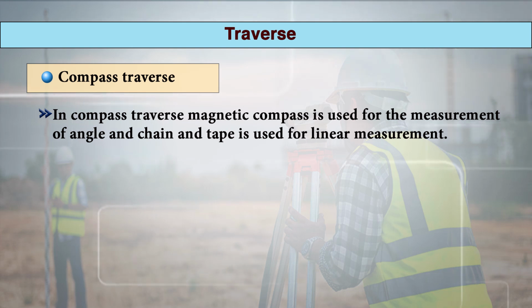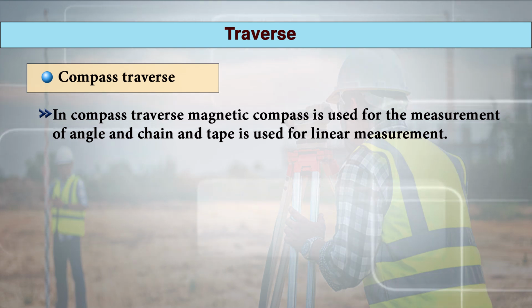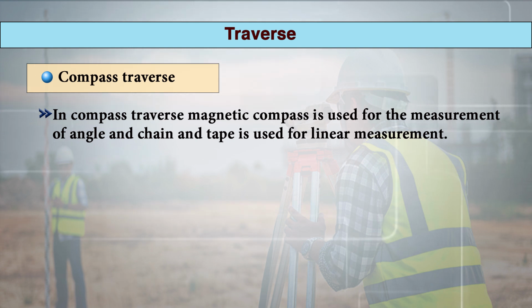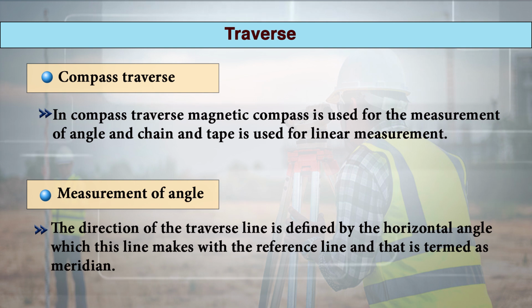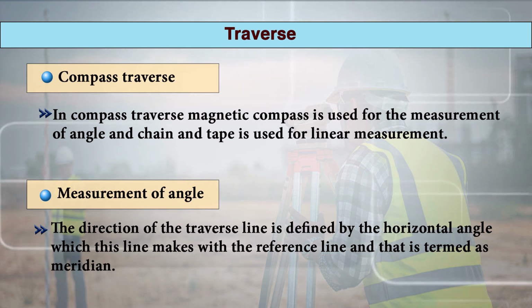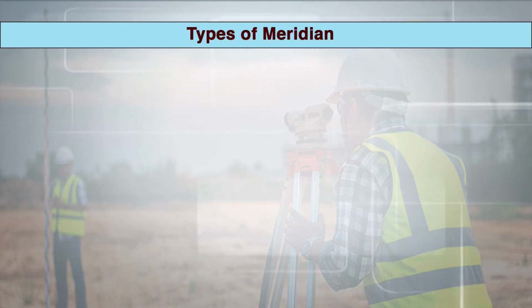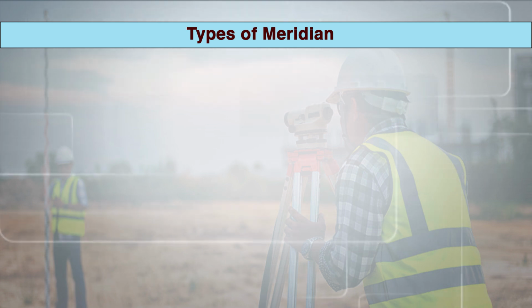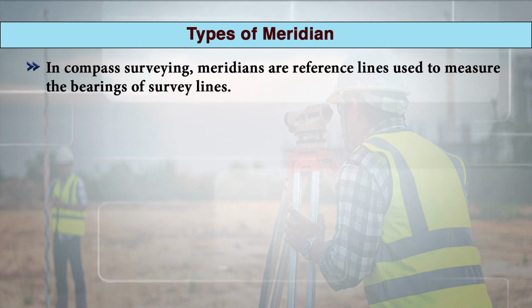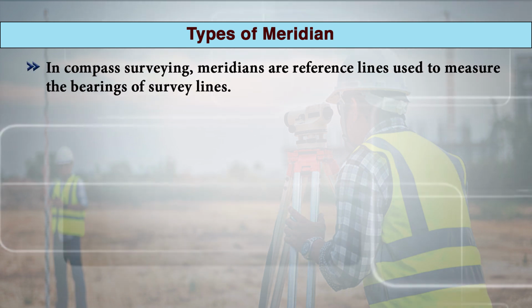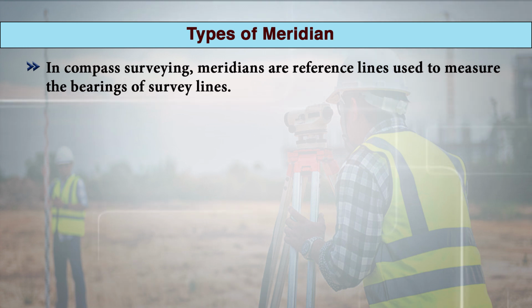So, traversing can be done by any of the following methods: compass traverse, plane table traverse, theodolite and by stadia. Here we will be studying about compass traverse. So, in compass traverse, magnetic compass is used for measurement of angle and chain and tape is used for linear measurement. Measurement of angle: the direction of traverse line is defined by the horizontal angle which this line makes with the reference line, and that is termed as meridian. Now, we will be discussing about types of meridian. There are basically 4 types of meridian which we will be discussing. So, in compass surveying, meridians are reference lines used to measure the bearing of survey lines.